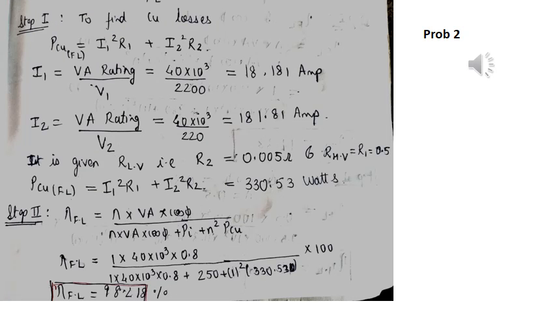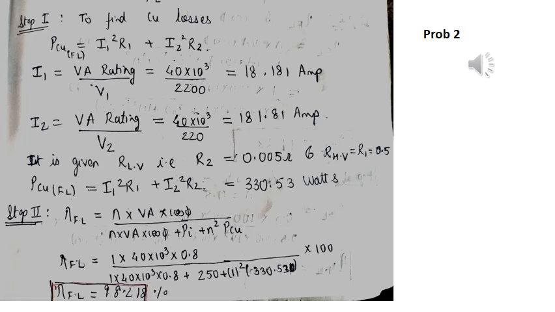Now we have to calculate the efficiency. For efficiency, we need the kVA rating, we need the iron losses, as well as we need the copper losses. In the previous numerical, copper losses were given to us directly, but in this numerical, copper losses are not given directly. We need to calculate them. So the very first step will be the calculation of copper losses.